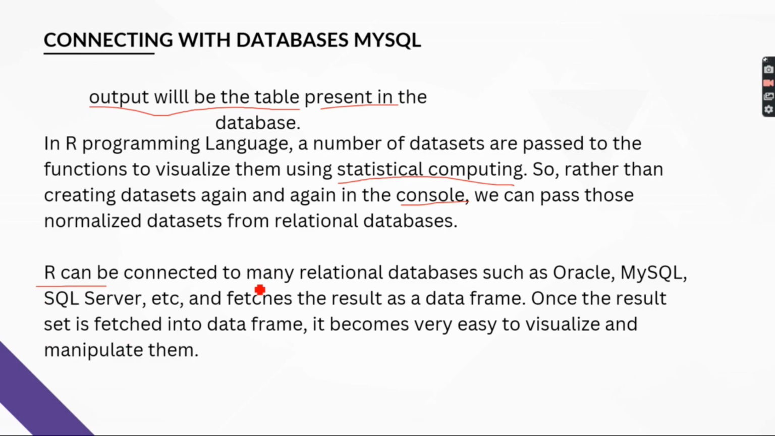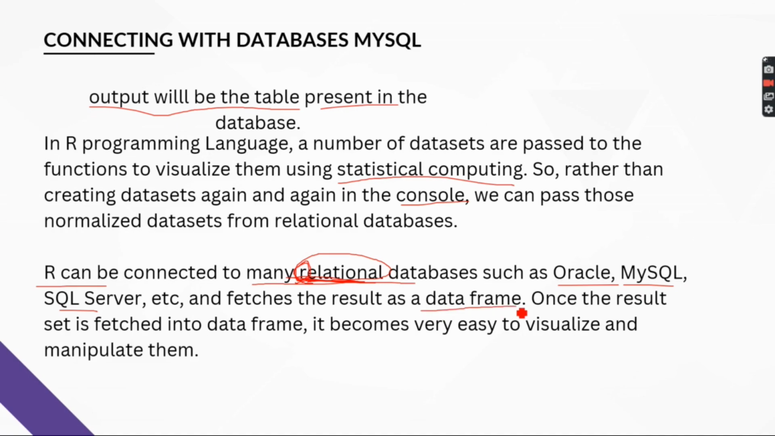So R can be connected to many relational databases. Mind it, we are talking only about relational databases that have tables, rows and columns. We cannot use other types of databases like tree or graph databases. It should be a relational database because R works with relational databases. Remember it: R stands for relational. And it can connect to databases like Oracle, MySQL, SQL Server, etc. And the result is a data frame. The result is always going to be a data frame.